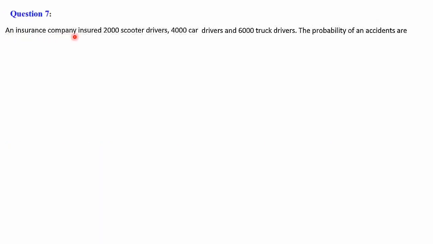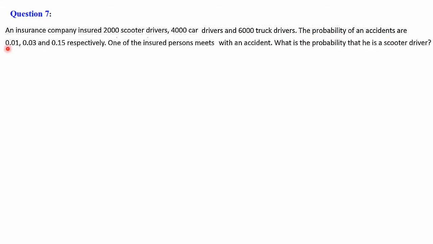Move on to the 7th question. An insurance company insured 2,000 scooter drivers, 4,000 car drivers and 6,000 truck drivers. The probabilities of an accident are 0.01, 0.03 and 0.15 respectively, for scooter, car and truck drivers. Here, one of the insured persons meets with an accident. What is the probability that he is a scooter driver?